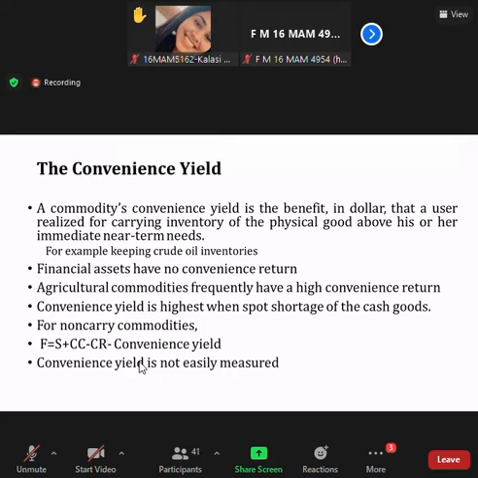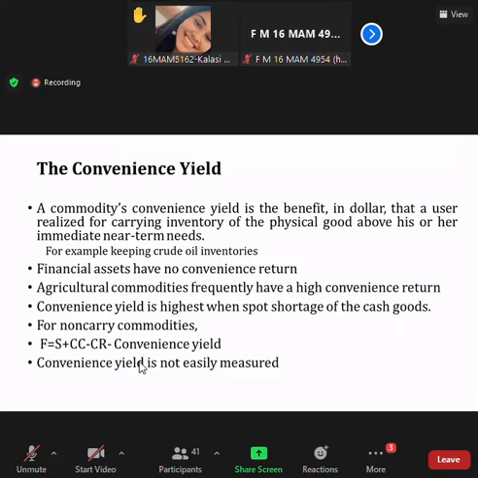Convenience yield is normally applicable for commodities, right? It is normally applicable for commodities or physical goods. So financial assets do not have any convenience yield or convenience return. Commodities' convenience yield means the benefit that a user realizes for carrying inventory of the physical good above his or her immediate near-term needs.